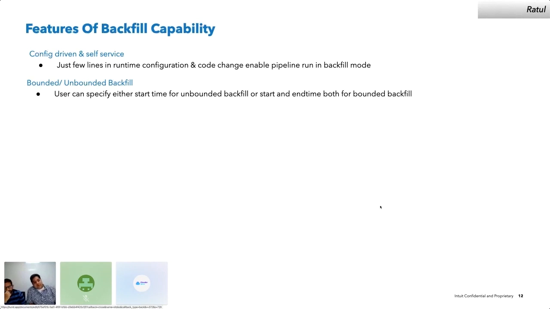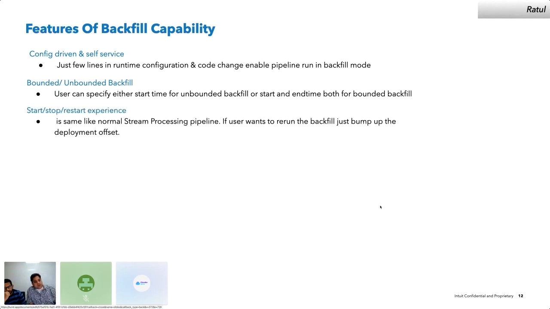So in unbounded backfill, it will catch up as much data as it can. I mean, as much data as is available in the archive. And then it will automatically switch to stream. The next point, start, stop, restart experience.